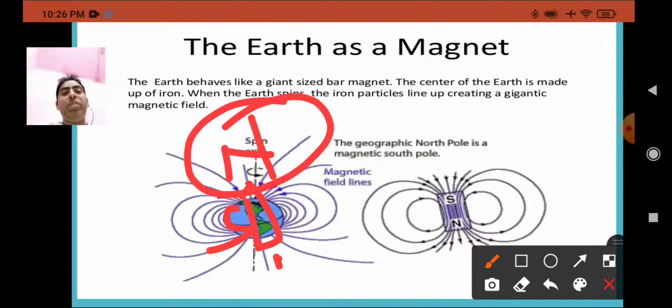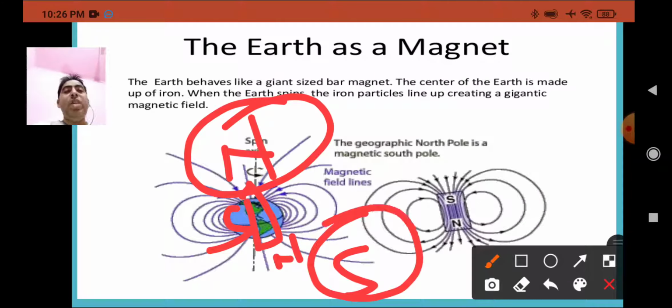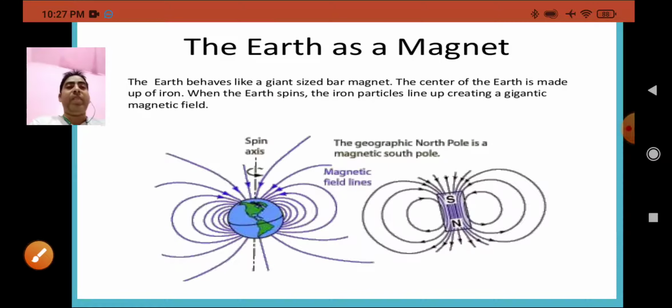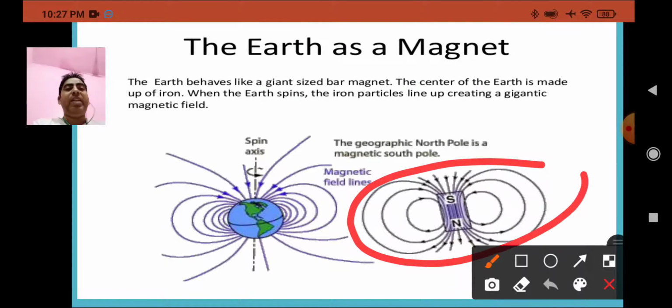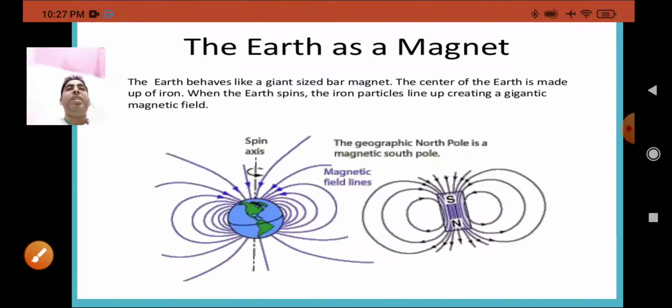Suppose this is a bar magnet, this is the south pole, and the geographical north pole is there. The magnetic pole here is north, but geographically it is south, so the needle always moves toward the north to south. The north pole of a freely suspended magnet points toward the geographical north pole because it is attracted by the magnetic south pole of the earth. You can see here, this is due to the magnetic line effect.